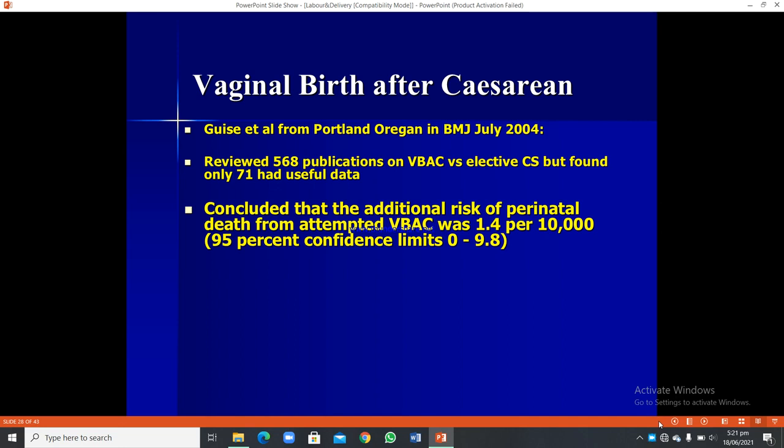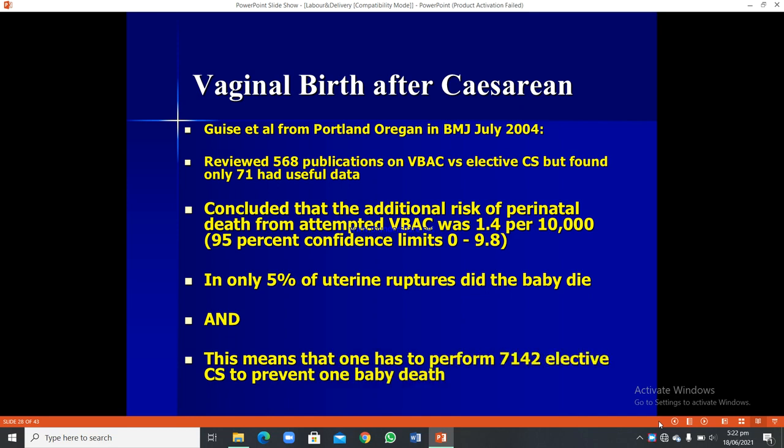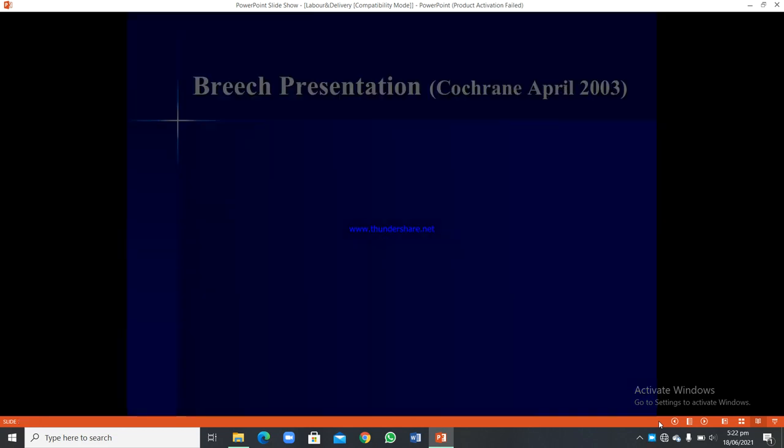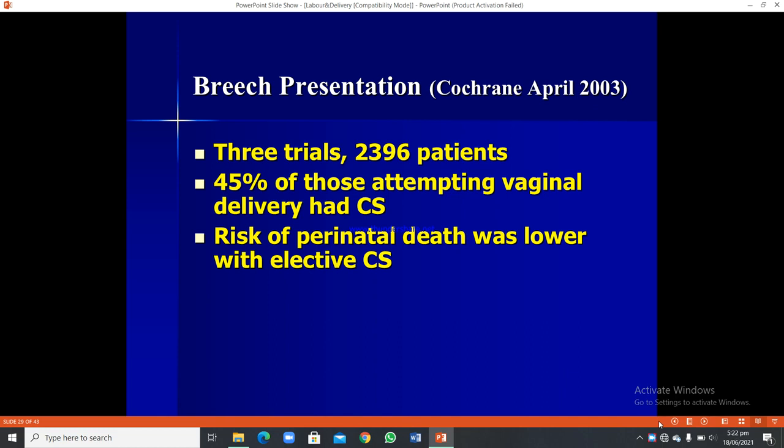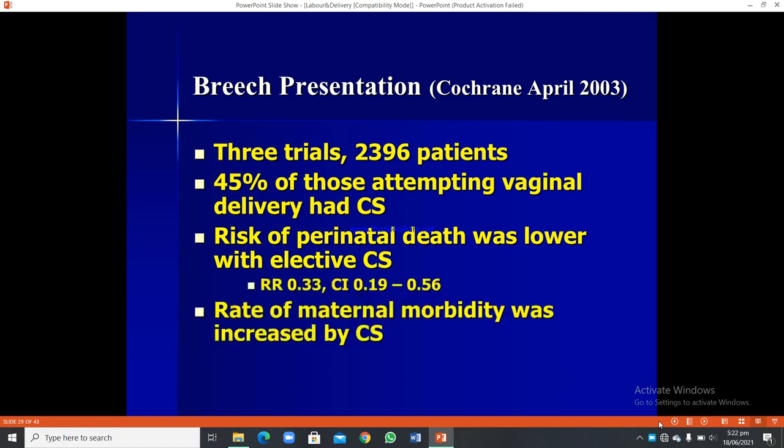That is 95% confidence limits, that is 0 to 9.8%. All studies concluded this conclusion. In only 5% of the uterine ruptures did the baby die. And this means that one has to perform 7142 elective caesarean sections to prevent one baby death. Breech presentations: again, 45% of those attempting vaginal delivery had caesarean section. Risk of perinatal death was low with elective caesarean section.